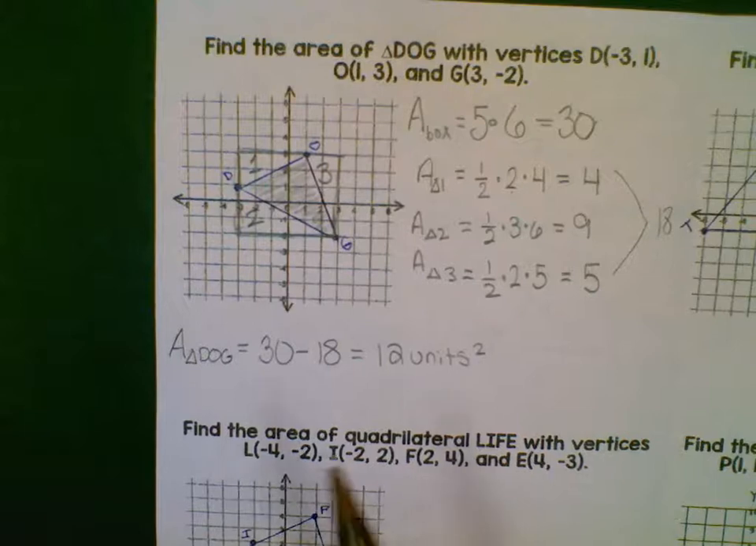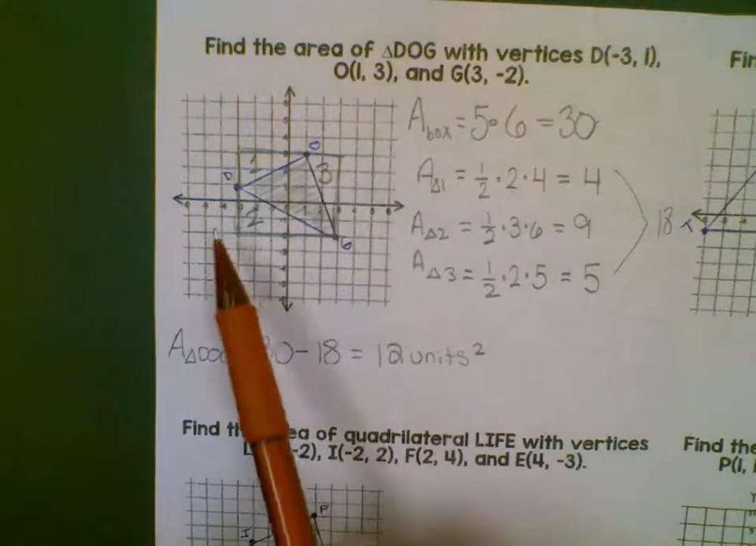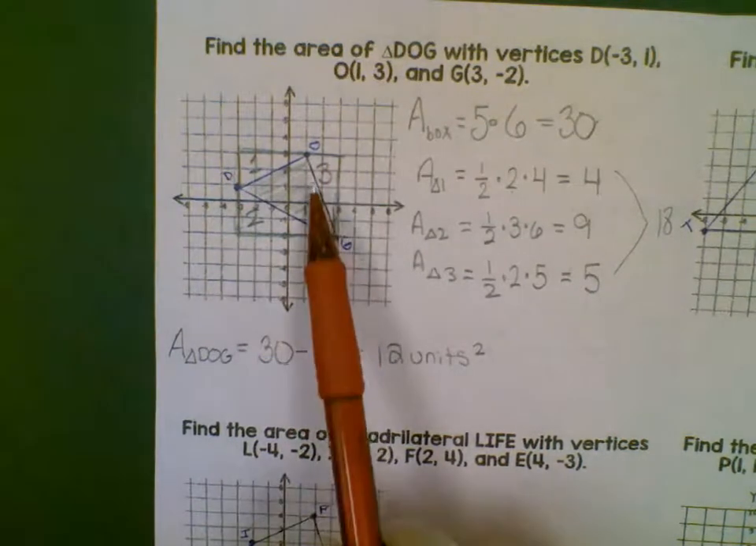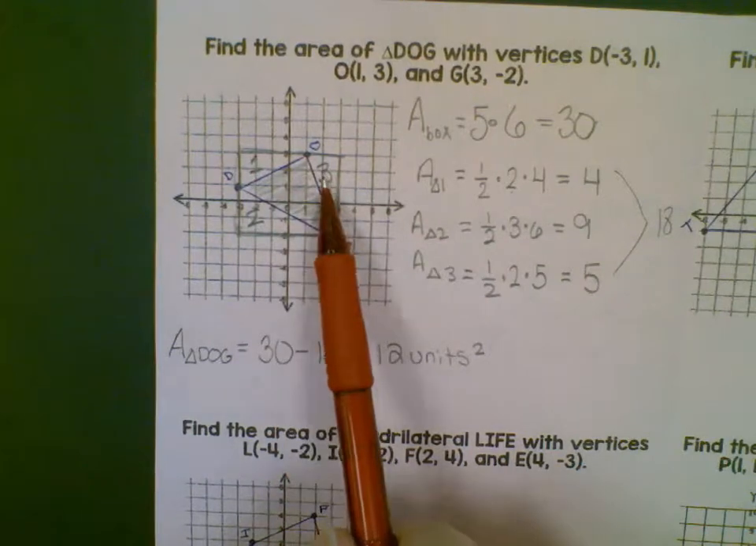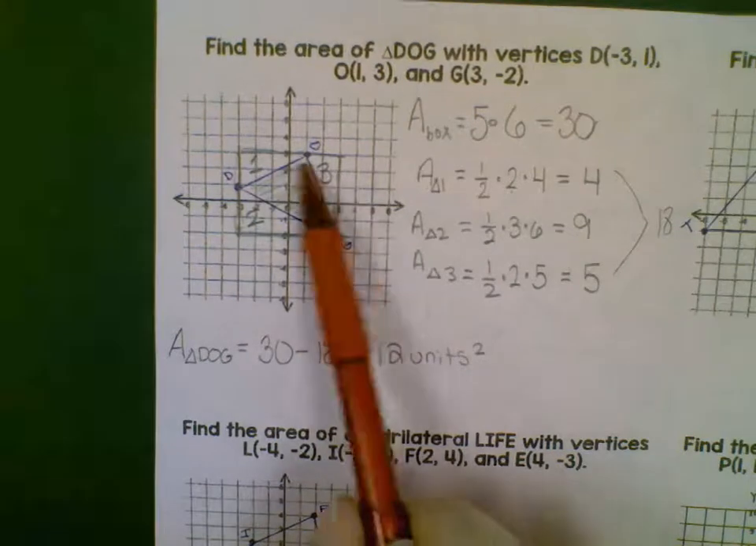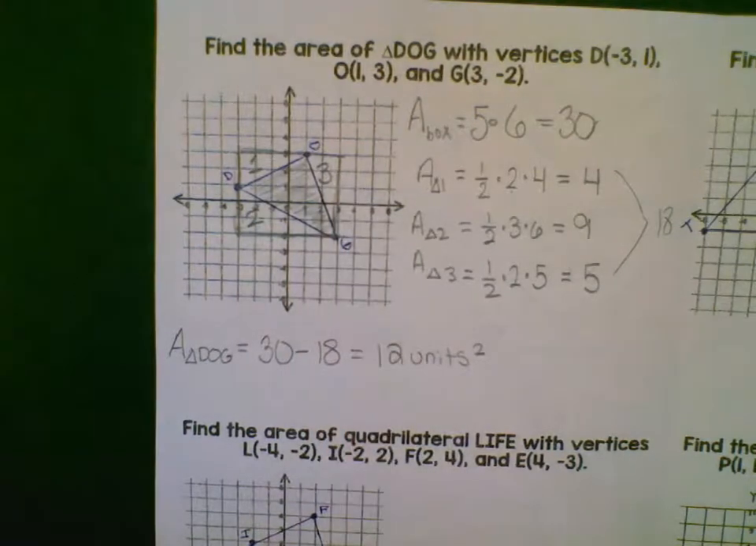So the method here again is to draw a rectangle or a box around the shape that you're trying to find the area of and break it into pieces, because we can find the area of those pieces and then subtract it from the area of the whole thing.